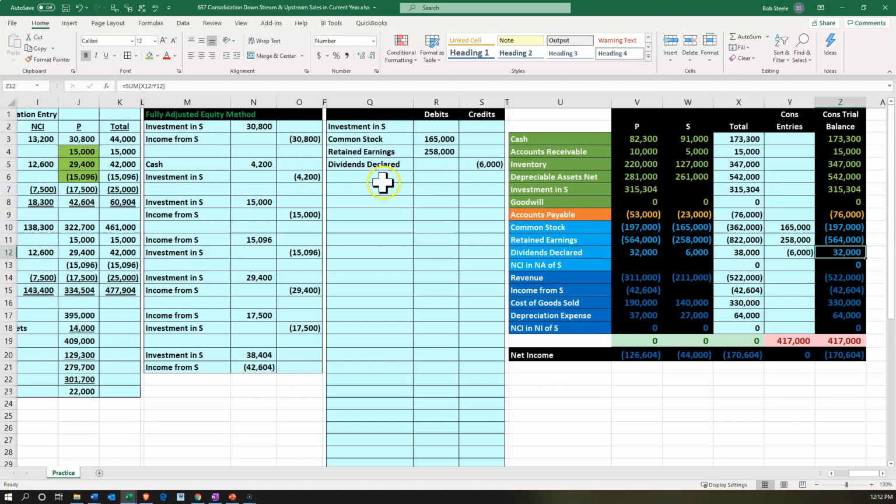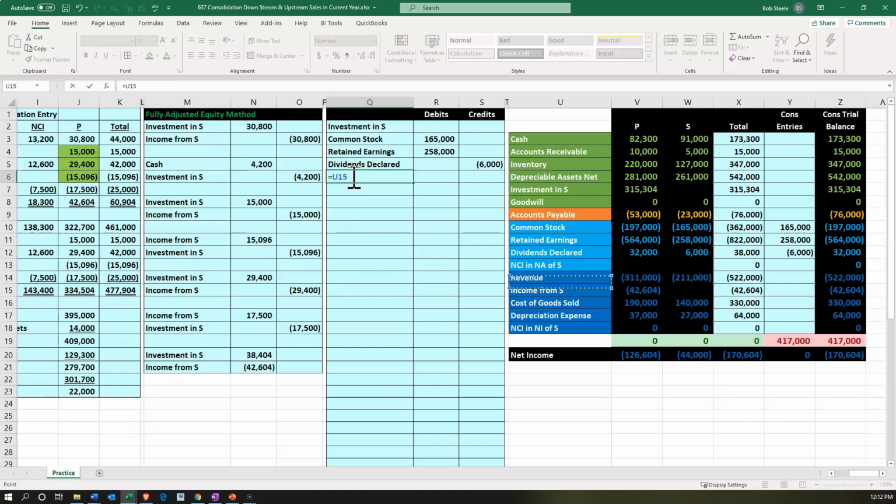The other accounts we know are going to be affected: the income from S is going to be a factor, and we know we're going to have to deal with this non-controlling interest in S. We're going to have to deal with the non-controlling interest for the balance sheet and then the income statement of the net assets. These are all the accounts that are affected.